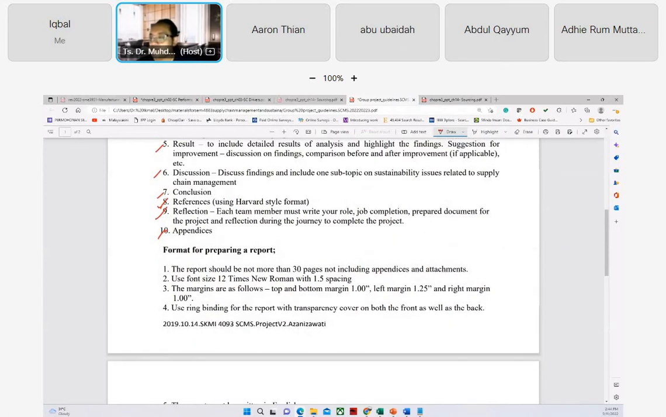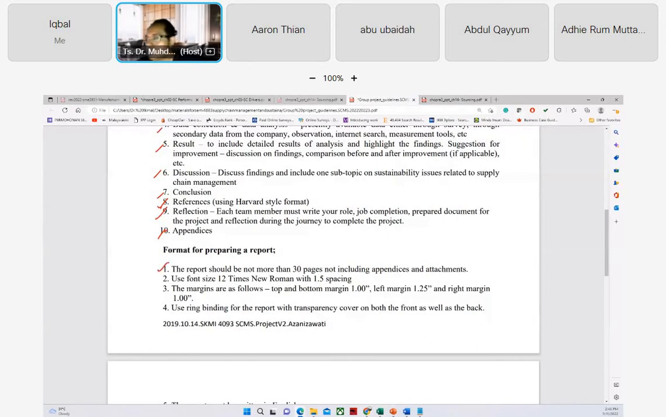And then the format for preparing reports. Please read carefully. The report should not be more than 30 pages, not including appendix and attachments. Please make sure of that, because sometimes your seniors submitted up to 50 pages. I had to deduct their marks. I stopped reading where it shows 30.